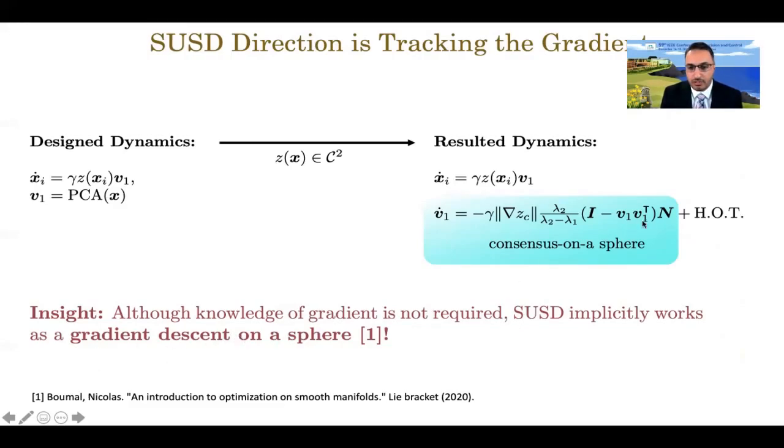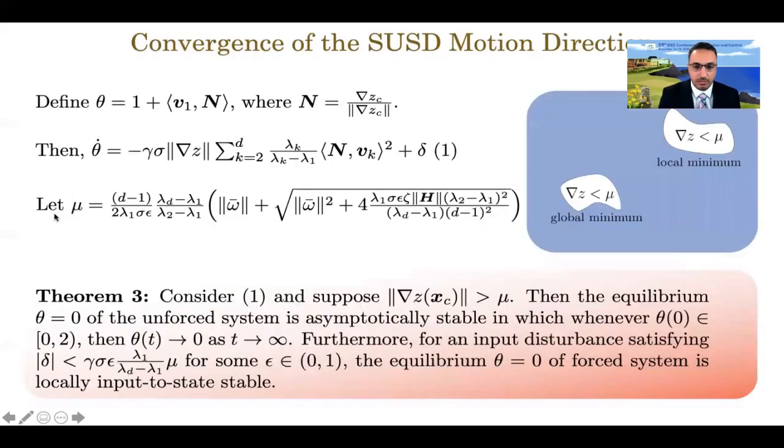This is what we mean by the gradient descent on a sphere, which is a very remarkable result, because that is what is happening implicitly, although we don't require the knowledge of the gradient as we run the algorithm. In our paper, we also obtain a convergence result, and we show that the SUSD direction aligns with the gradient direction n. So this n is the unit length direction of the gradient.